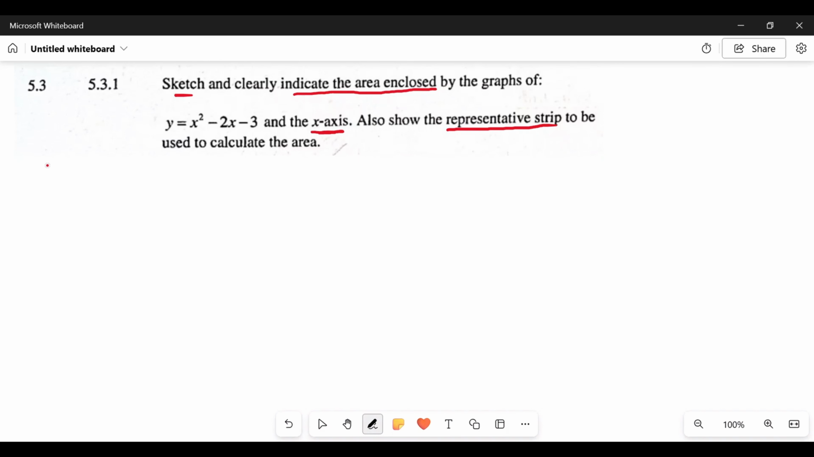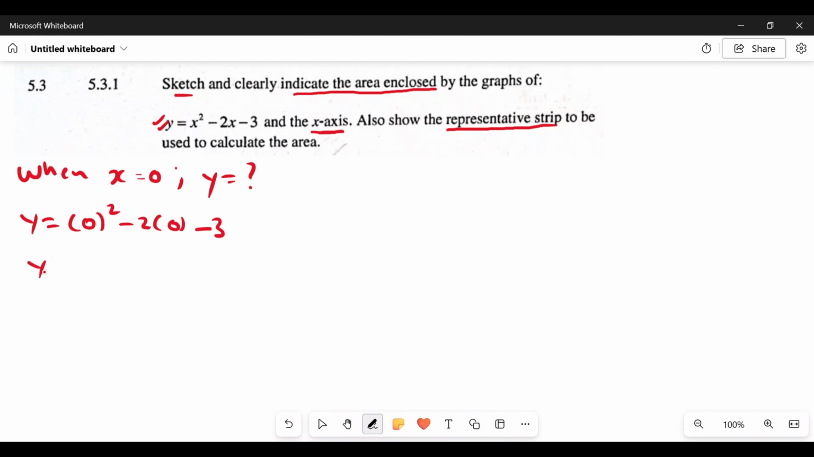First of all, you need to find the intercepts of y and x. So we can say when x is 0, what is y? It means wherever there is x from the original equation, we substitute with 0. From the original equation, y is equal to 0 squared minus 2 times 0, minus 3. Y is equal to negative 3. We can say point A has the coordinate of 0 and negative 3.